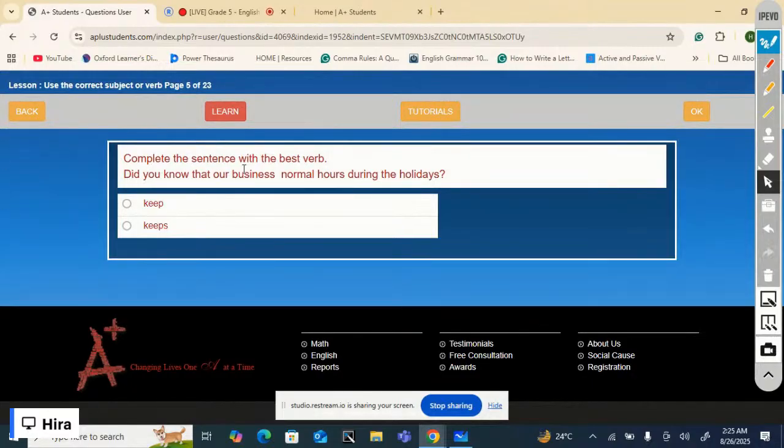Now, this one, complete the sentence with the best verb. Did you know that our business blank normal hours during the holidays? So, keep or keeps. Business. Our business is the subject. If you think it's a singular subject, use a singular verb ending in s or es or ies. And if you think our business is a plural subject, use a plural verb which does not end in s or es. Right? I'll wait for answers.